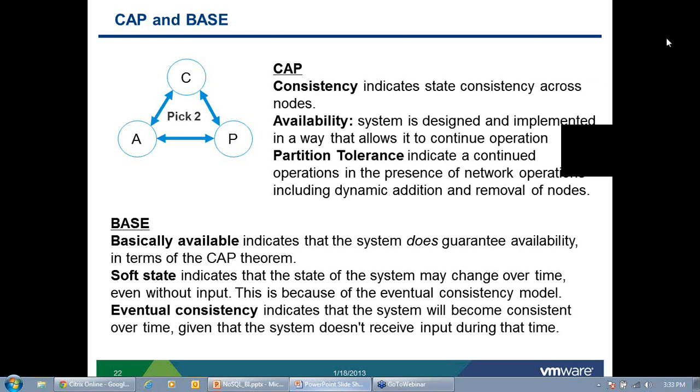In BASE, basically available indicates that the system does guarantee availability in terms of CAP. The availability in CAP is applicable in basically available. And soft state indicates that the system state may change over time, even without an input. For example, if the data is replicated and you modify one of the values in one of the nodes, the replicated data in the other node gets modified after a certain amount of time. This also indicates eventual consistency, so that consistency will be arrived at over a period of time, because the replication takes time.